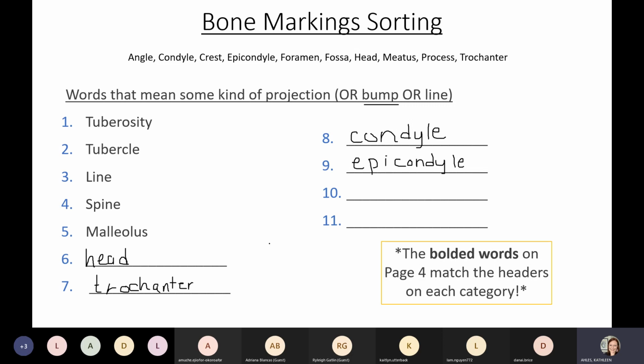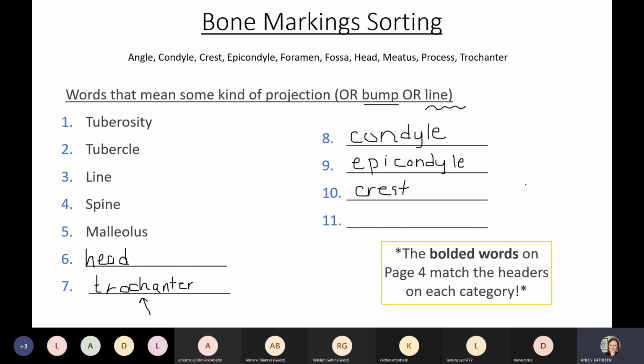Totally right, Amush, that my other projection is trochanter. That's absolutely right. That one was already on our list. So we got that one. Condyle, epicondyle, and notice that the other word we're putting on this list is that one that meant some kind of line. What was the name of that bone marking that was in between my trochanters? It was called the intertrochanteric, exactly, intertrochanteric crest. Crest.